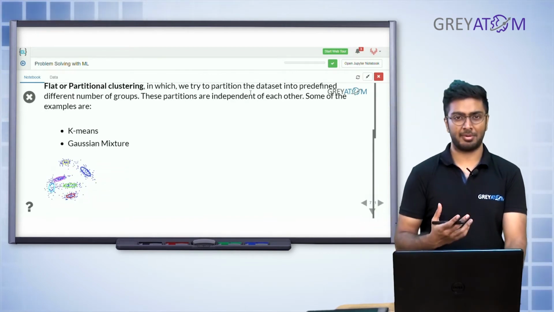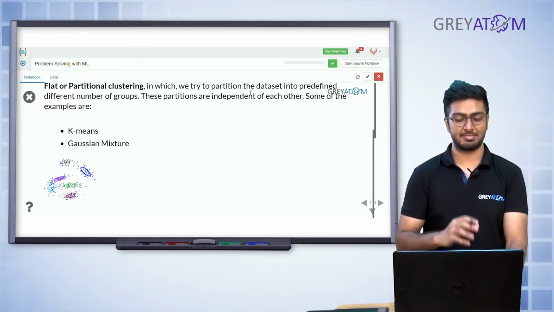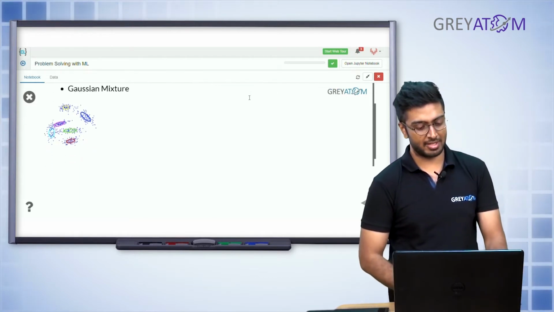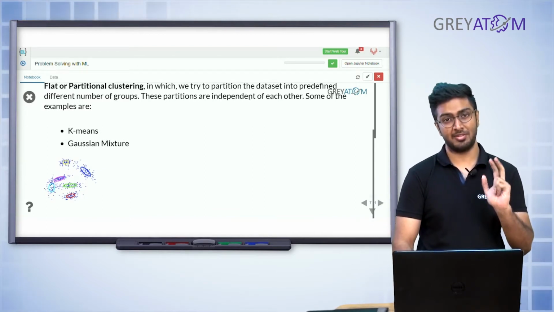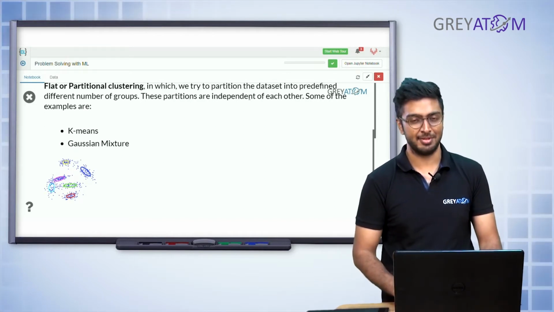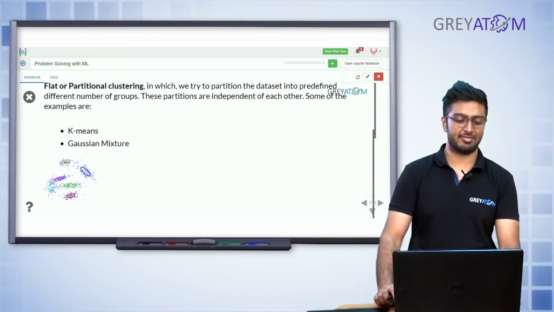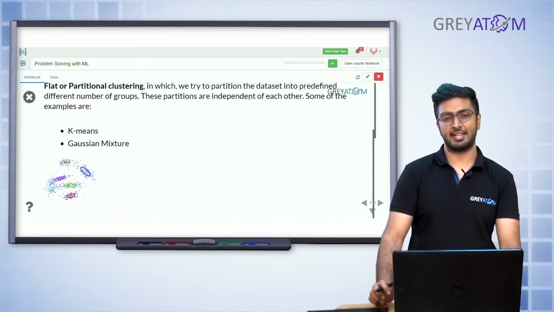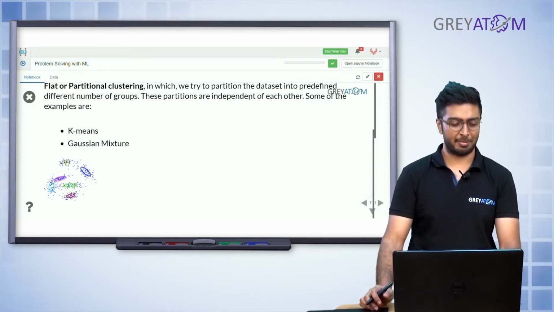So now we are going to talk about clustering and the different ideas behind clustering. There are two major ways, actually there are more, but in this lecture we are going to talk about just two. The two major concepts that we are going to cover are flat or partitional clustering, and the other idea is called hierarchical clustering. So first, let's understand what is flat or partitional clustering.